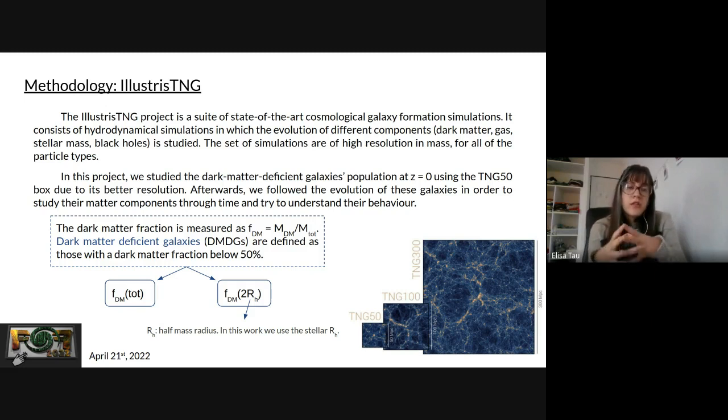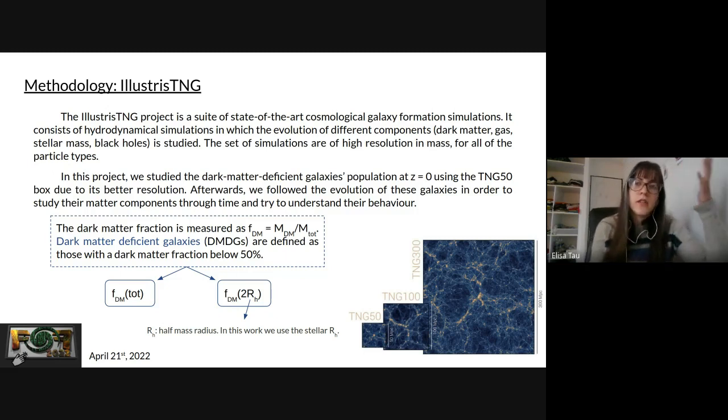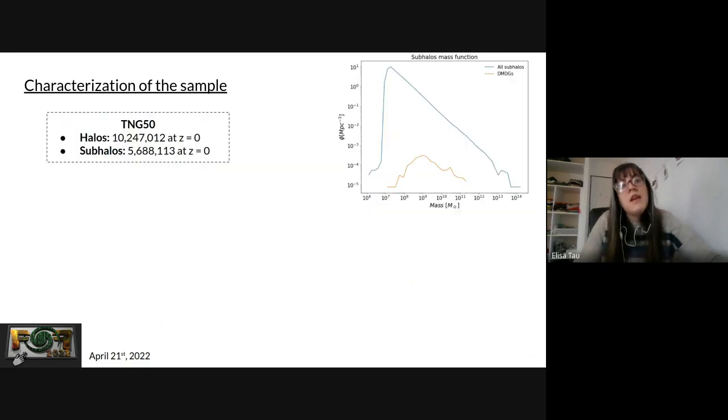In order to do that, we used the parameter half mass radius. And for those who are not familiarized with this term, it's the radius that contains half of the mass of the subhalo. In this case, we use the stellar half mass radius, so it would be the one that contains half of the stellar mass of this galaxy.